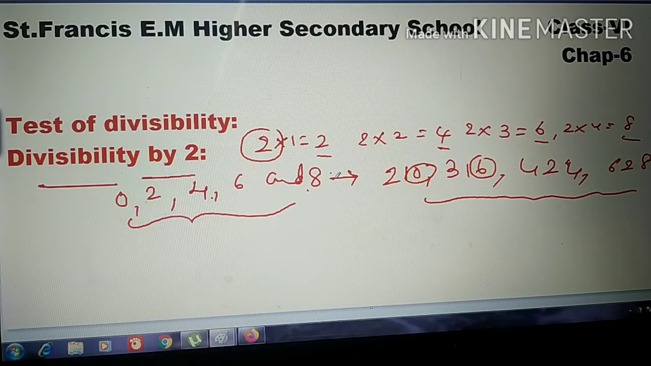So blindly we can say, by seeing that number, if you find 0, 2, 4, 6 or 8 in the unit digit, like this, then the given number is exactly divisible by 2. No need to do any division. By seeing the number only, we can say that the given number is exactly divisible by 2.